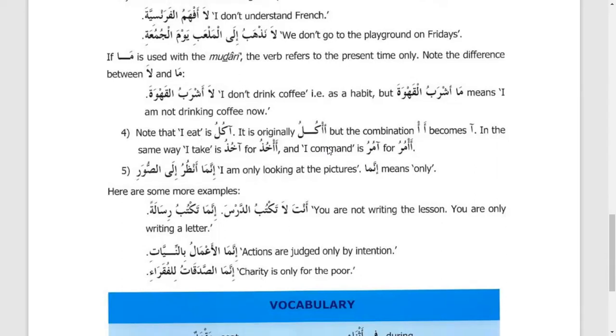This ma adri, the Arabs usually use this slang, madri, like that. The Arabs use it a lot. Madri. Yeah, madri.